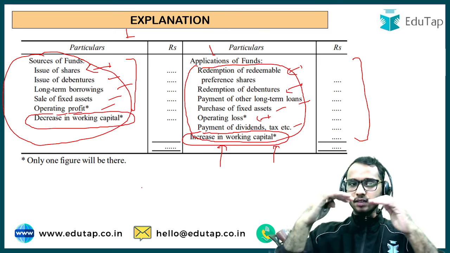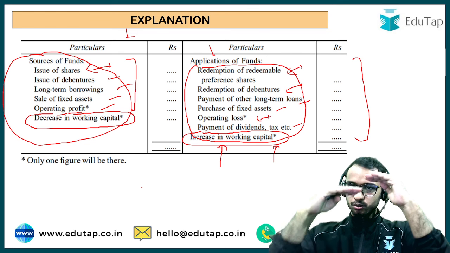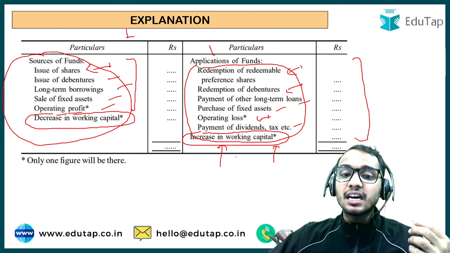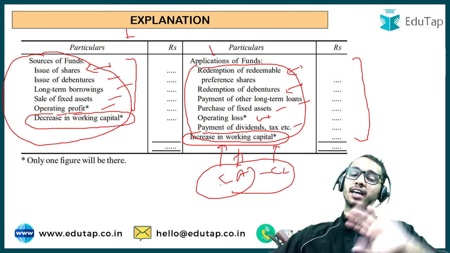See, let's take this example. Sources till this, but application till this only. So the rest of the amount is going to increase our working capital. Okay, current asset minus current liability will be increased as compared to previous year.